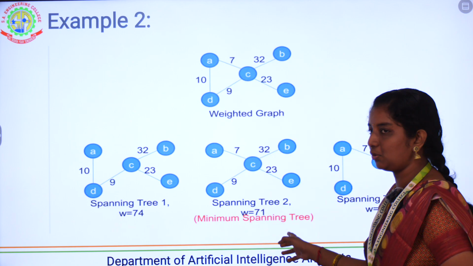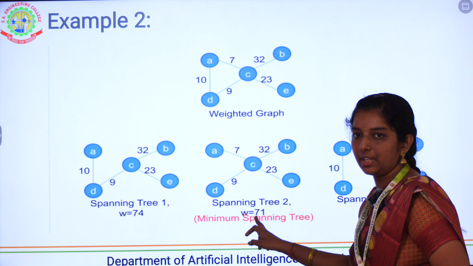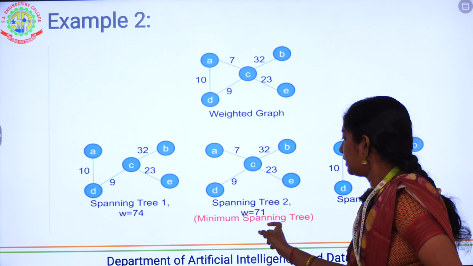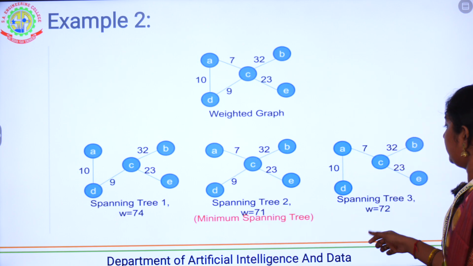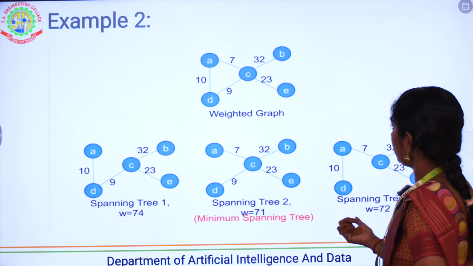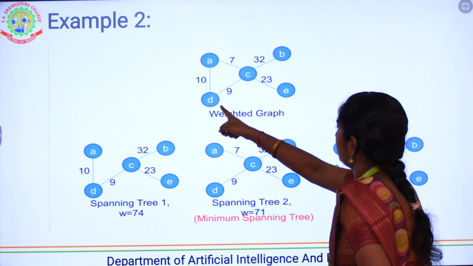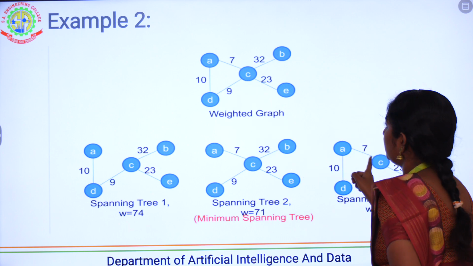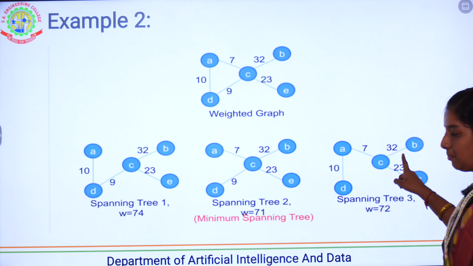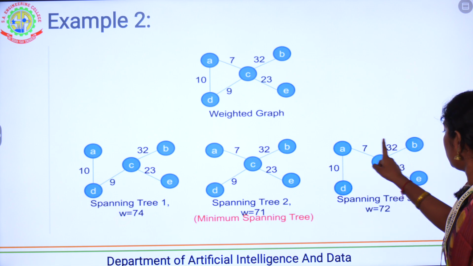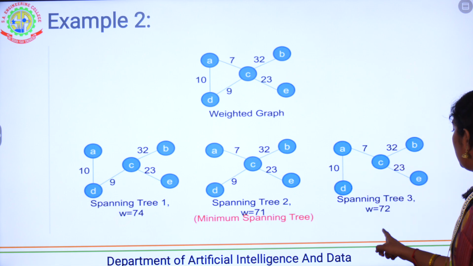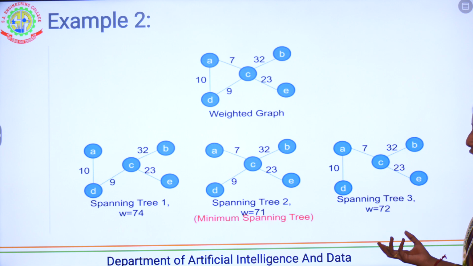In this spanning tree 2, they have to sum all the vertices and values. It gives only 71. And for the third possible way, they have to take A to D again. They have to eliminate C to D and take A to C and both B and E. Summing all the possible values, in weighted values they get 72.